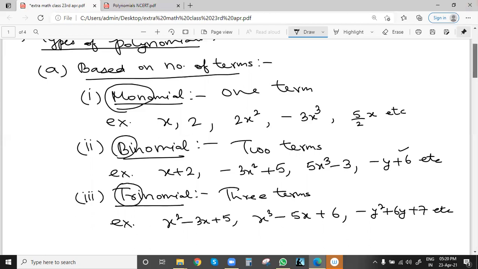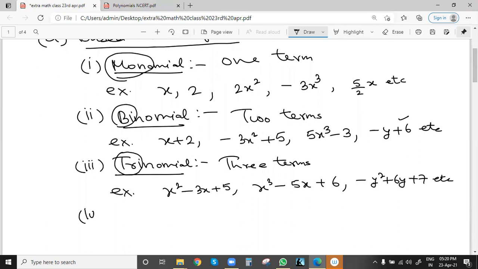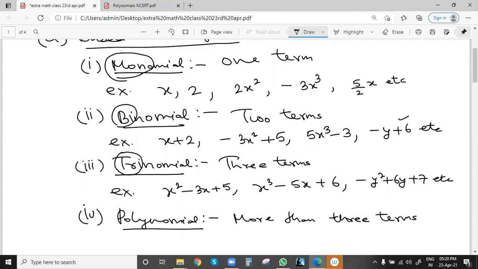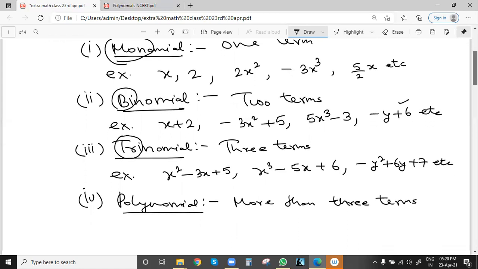This is trinomial. Now the fourth one, after monomial, binomial, trinomial, we write simply polynomial, because for more than three terms we say polynomial. One term monomial, two terms binomial, three terms trinomial, four terms polynomial only.